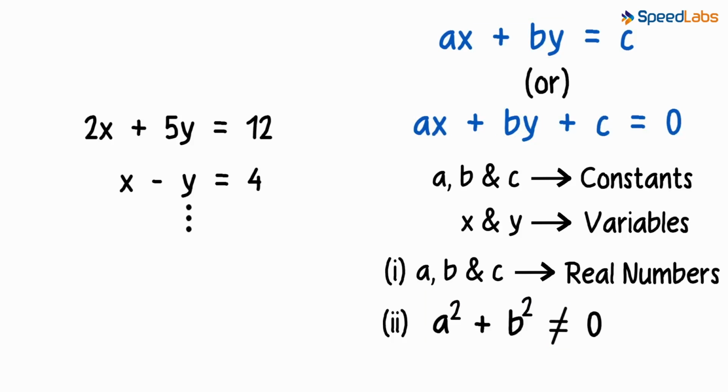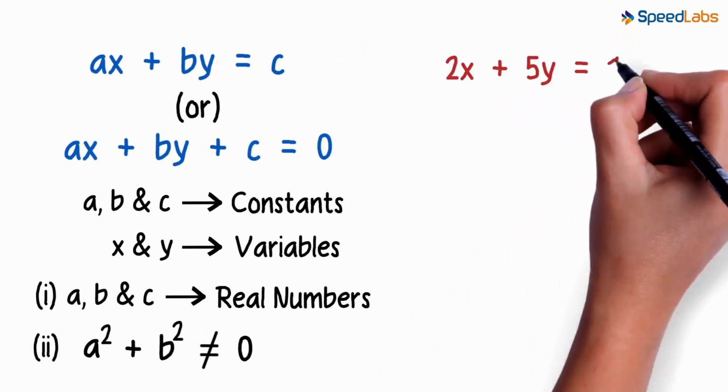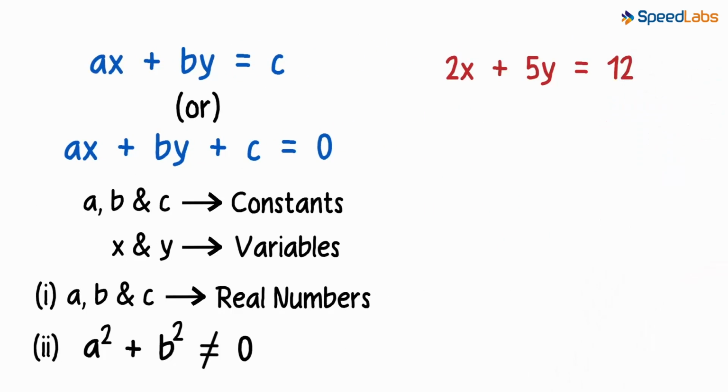Now let's just consider the first equation we saw: 2x plus 5y equals 12. What is the solution to this equation? The solution to a linear equation in two variables is a pair of values, one for x and the other for y, which makes both the sides of the equation equal. Can you think of x and y values here which will equate both the sides?